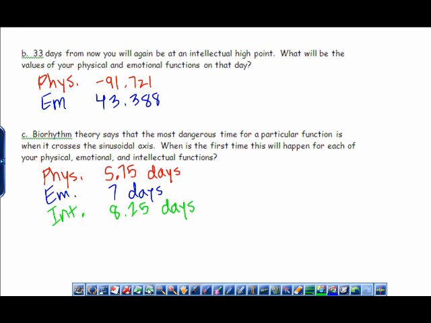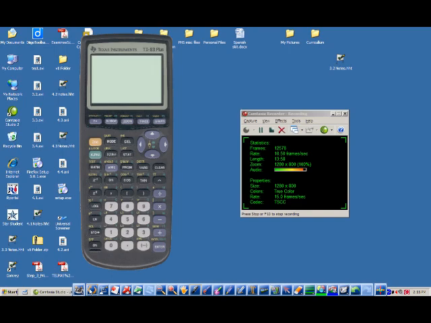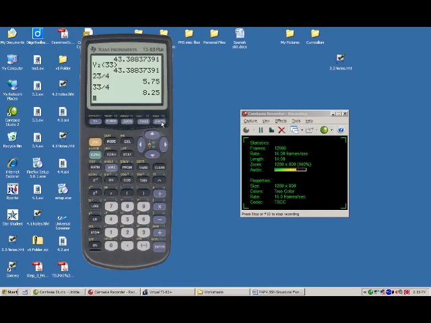Okay, the last question is actually probably the most interesting one. It says, how long will it be before you are at another high point on all 3 cycles at the same time, like how you are when you start timing, day 0? So if I press graph, I can see that it's all 3 together right here, and then as it goes on, you kind of run into trouble.